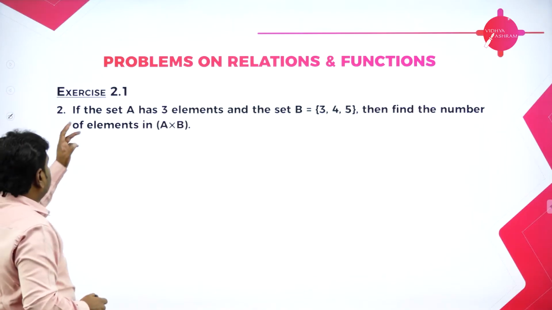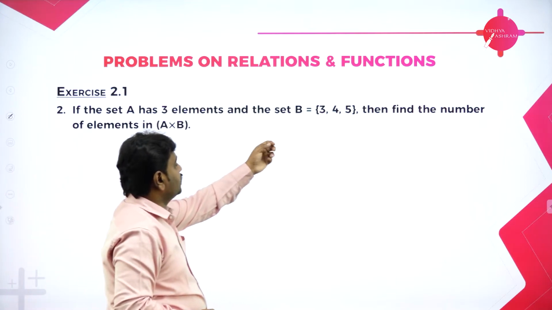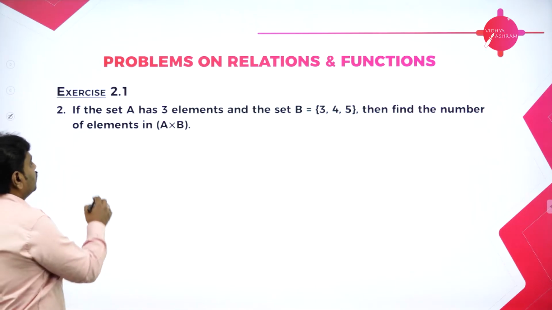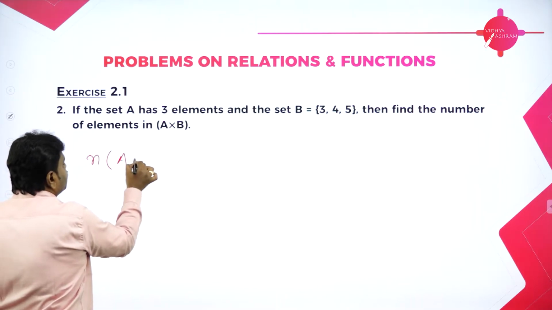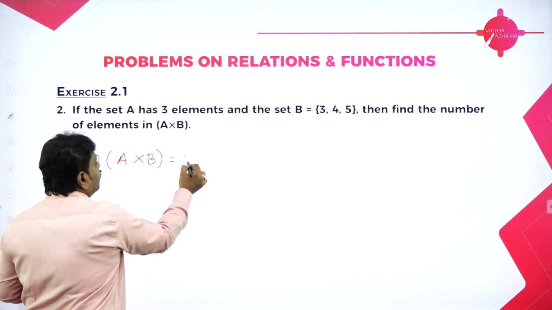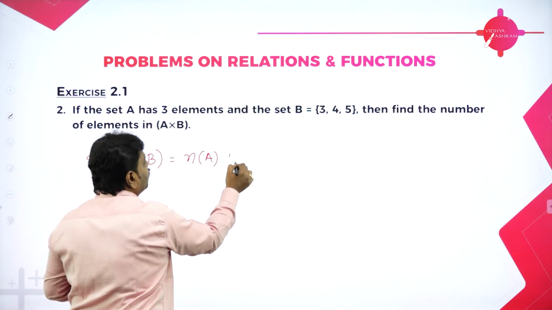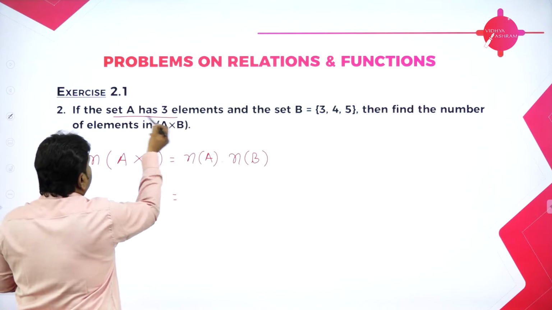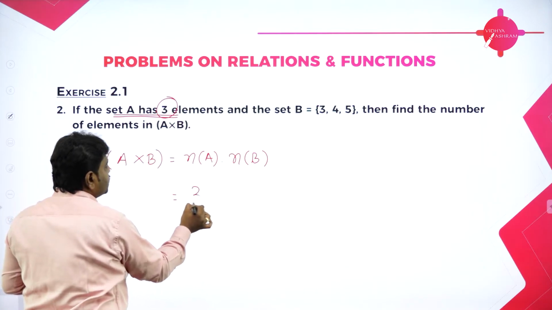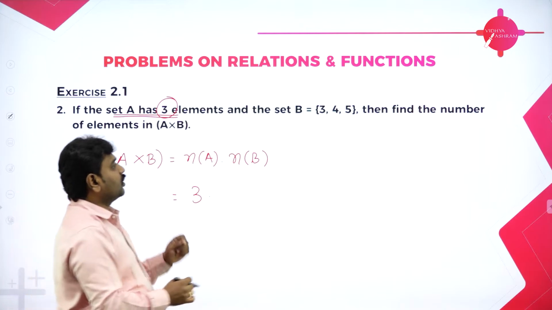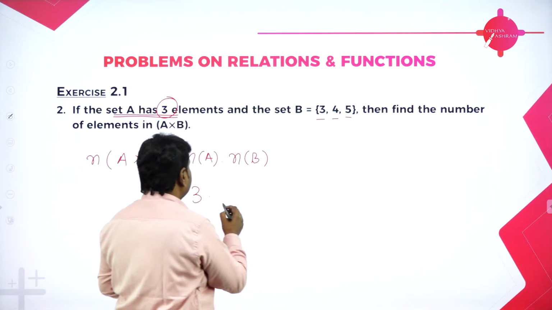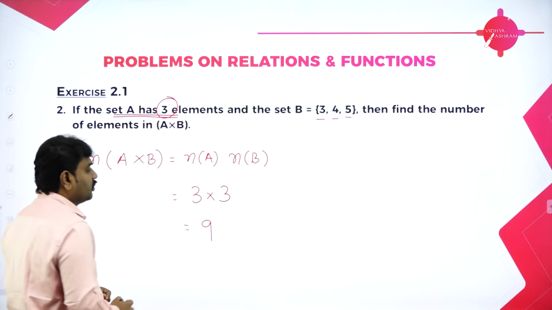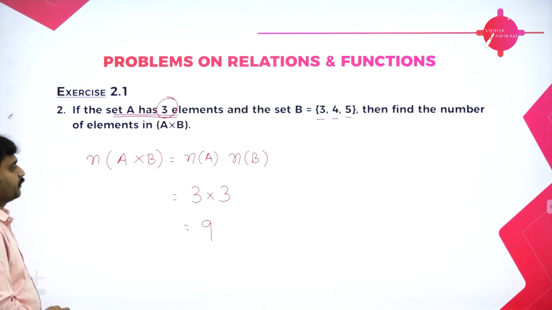Then, if the set A has 3 elements and set B has 3, 4, 5, then find the number of elements of A cross B. Simple. The number of elements of A cross B is equal to the number of elements in A times the number of elements in B. See, my dear students, in set A they clearly gave 3 elements. So n(A) is 3 times, in set B count how many are there? 1, 2, 3, 3 elements. Set B is also 3 elements. So 3 times 3, 3 3s are 9. So therefore the number of elements in A cross B is 9.